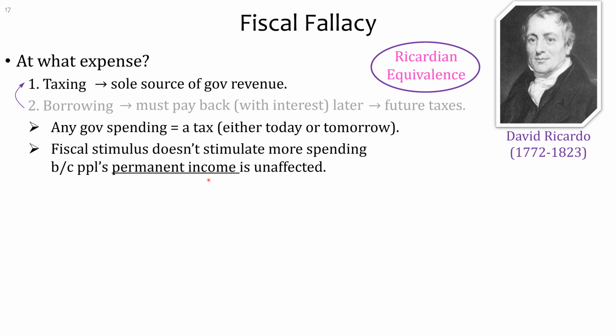The COVID stimulus was a very good example that people's spending didn't actually increase. Why? Because they were thinking in the long term, and their permanent income was not affected. Maybe it was even lower. All right, so what happens?